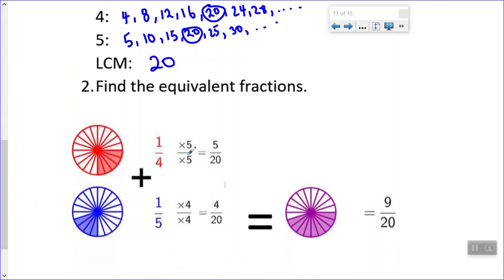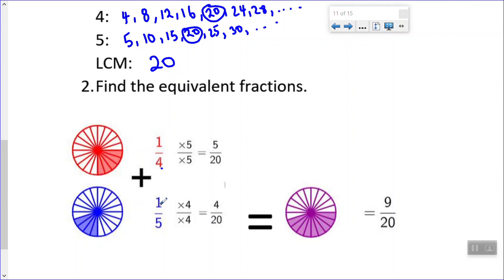Before this, you have 1/4. We want to make a fraction that has 20 as a denominator. So you divide into 20 pieces. 4 times 5 makes 20. So when you multiply the denominator by 5, you have to multiply the numerator by the same number, so the fraction remains the same. 1 times 5 is 5. This picture represents 1/4. If we divide it into 20 pieces, these shaded areas are 5 pieces out of 20 pieces.